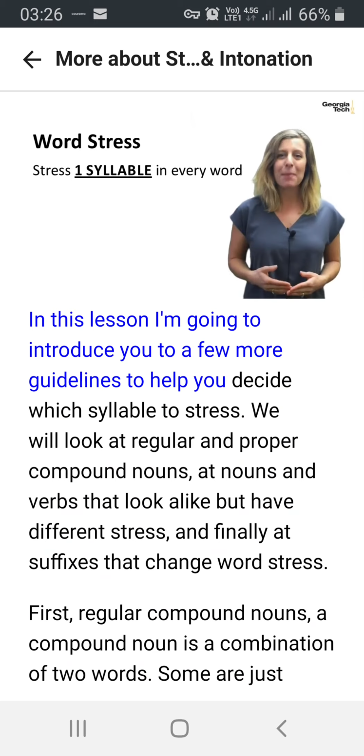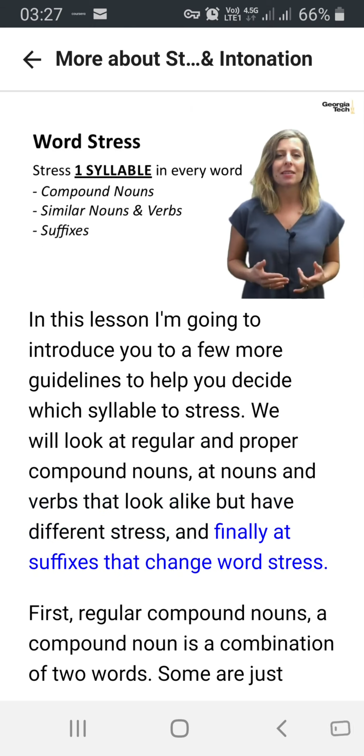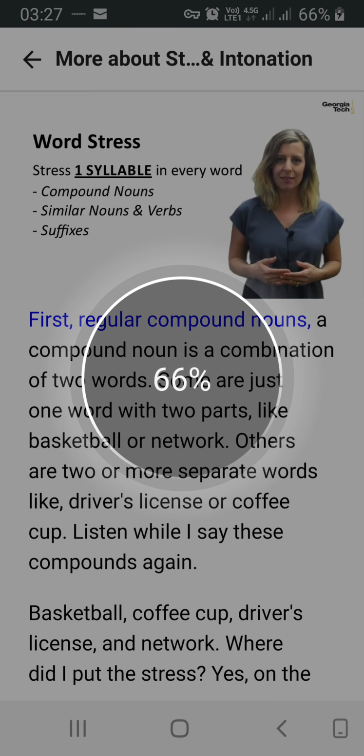In this lesson, I'm going to introduce you to a few more guidelines to help you decide which syllable to stress. We will look at regular and proper compound nouns, at nouns and verbs that look alike but have different stress, and finally at suffixes that change word stress.